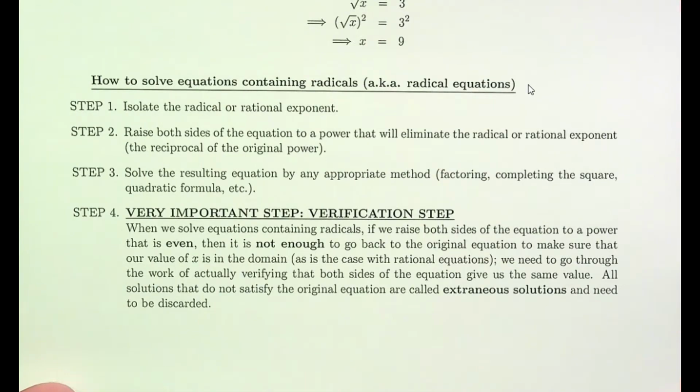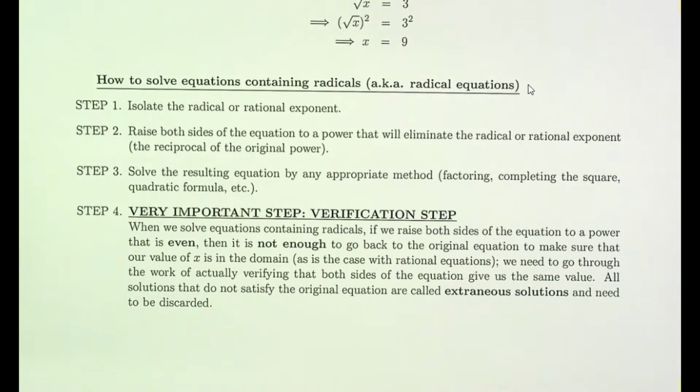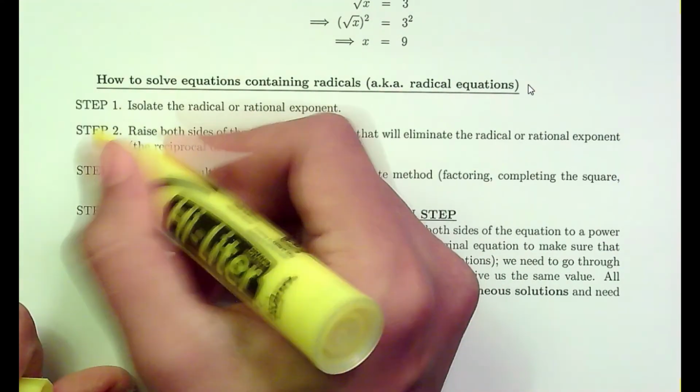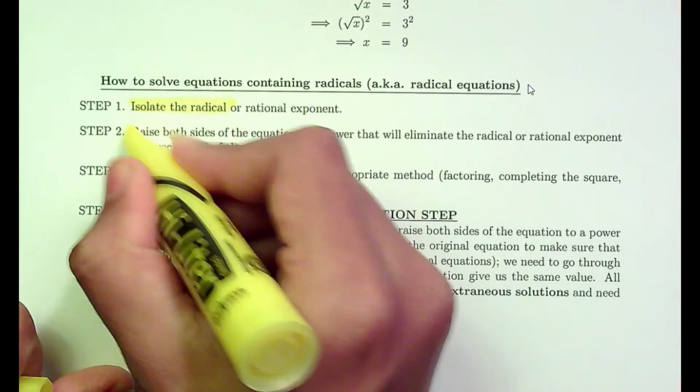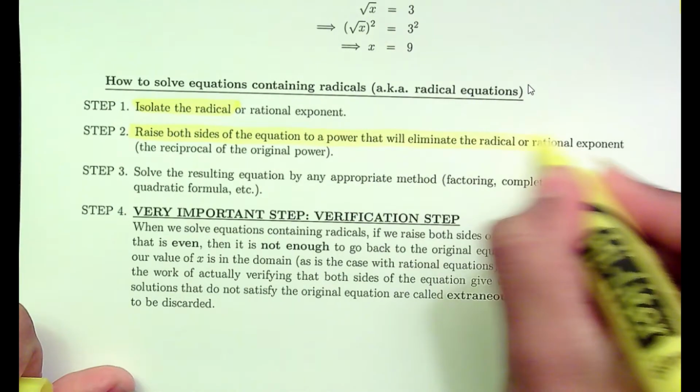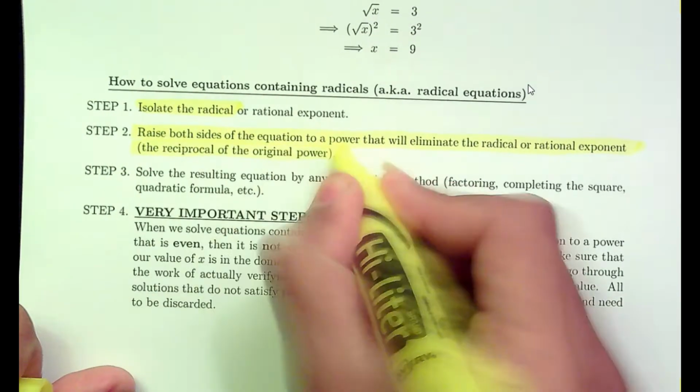Once you have the radical all by itself on one side of the equation, you're going to raise both sides of the equation to a power that will eliminate the radical. If it is a square root, the opposite of a square root is squaring. If it is a cubic root, the opposite is cubing, raising both sides to the 3rd power. If you have a 4th root, then you raise both sides to the 4th power, and so on and so forth.